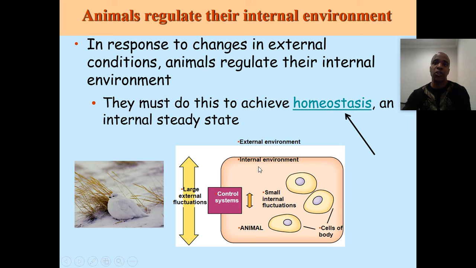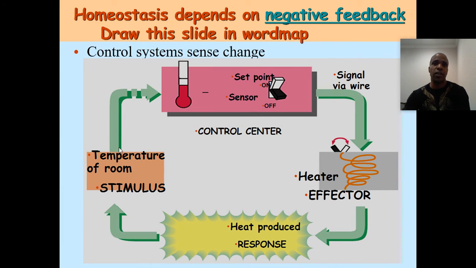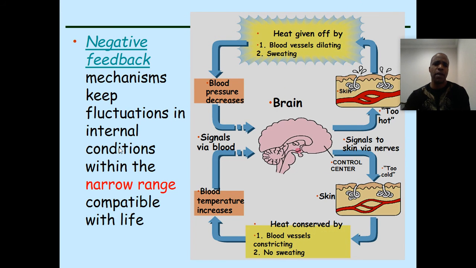Animals regulate their internal environment. In response to changes in external conditions, animals regulate their internal environment. They do this to achieve homeostasis and maintain a steady internal state. Homeostasis depends on negative feedback. In negative feedback mechanisms, with fluctuations of conditions, negative means the response has got to be turned down. Positive means you've got to turn up the response. This is an example of how your body responds by negative feedback.